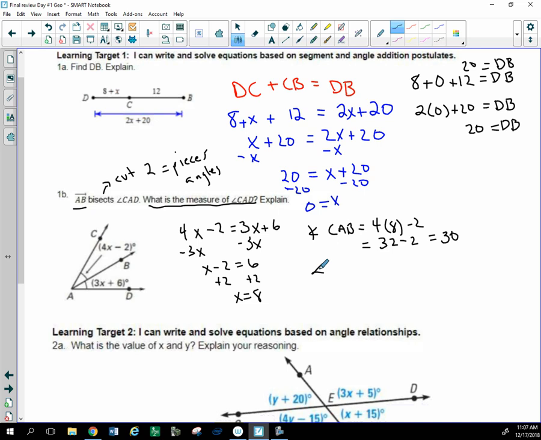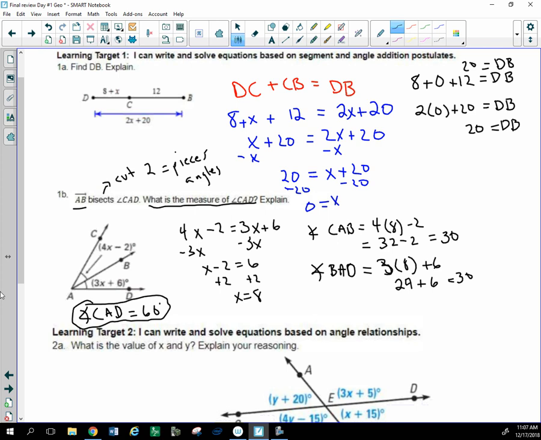I'm going to do the same on the bottom one. Normally, I'd probably just double this and say, okay, the angle is 60, since I know these bisect. But I'm just going to check in case. So 3 times 8 plus 6. Well, 3 times 8 is 24 plus 6 should get me 30 as well. So 30 and 30. The answer to the question is angle CAD is 60 degrees. That's what we're looking for in that one.